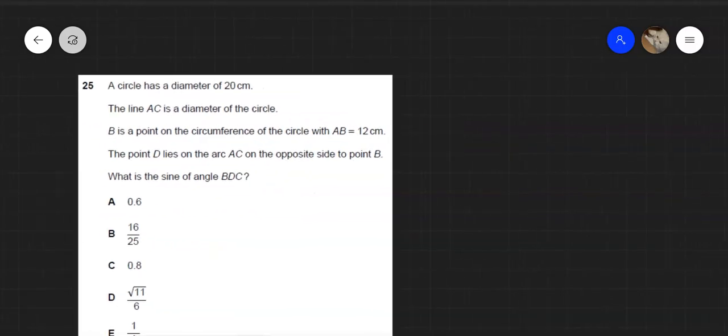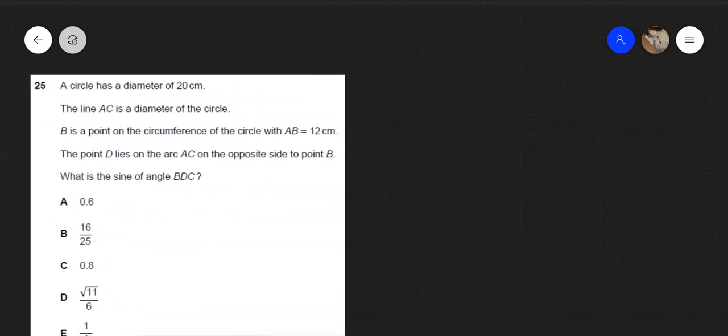Let's move to question 25. A circle has a diameter of 20 centimeters. The line AC is a diameter of the circle. B is a point on the circumference of the circle with AB 12 centimeters. The point D lies on the arc AC on the opposite side to point B. What is the sine of the angle BDC?